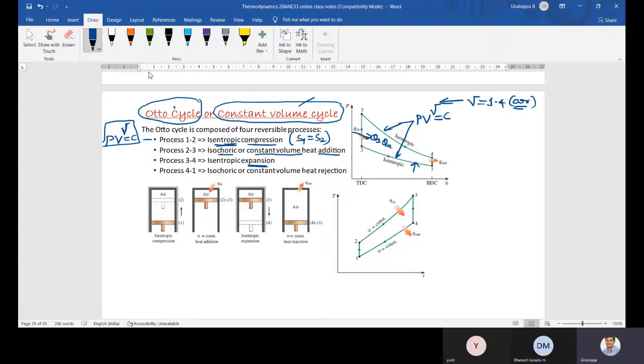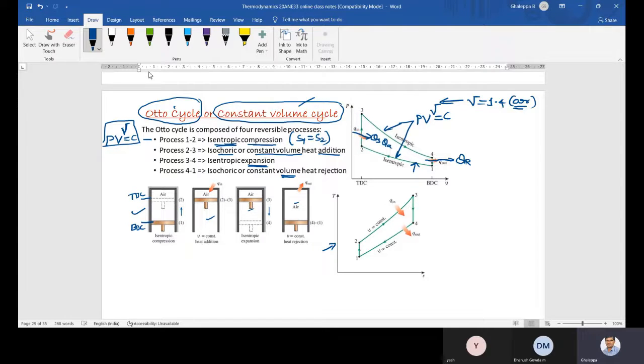And the last, fourth process is constant volume heat rejection. The heat is going outside, which I have taken with the notation QR. Similarly, the TS diagram we have plotted. Dear students, just observe these four cylinders, 1, 2, 3, 4. I have clearly mentioned that the compression process starts from BDC and will end at TDC. These two are dead centers.